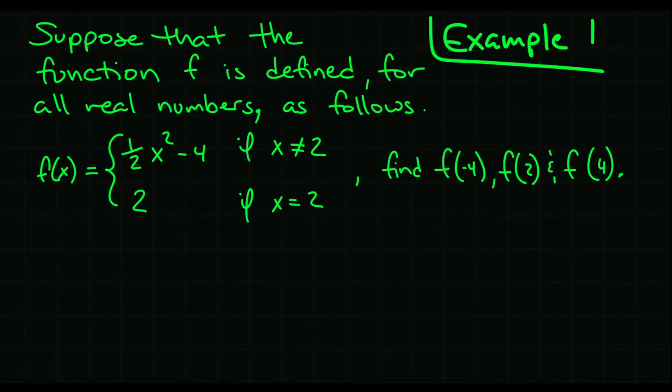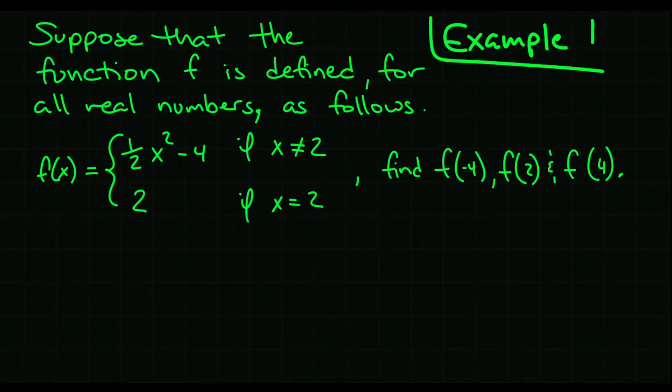All right, so for example number 1, suppose that the function f is defined for all real numbers as follows. F of x equals 1/2 x squared minus 4 if x is not equal to 2, and f of x is equal to 2 if x equals 2. So to solve this problem, we need to find f of negative 4, f of 2, and f of 4.